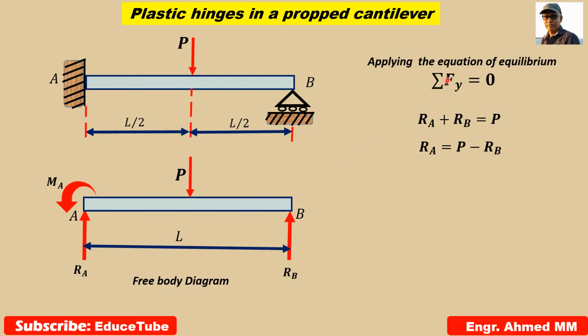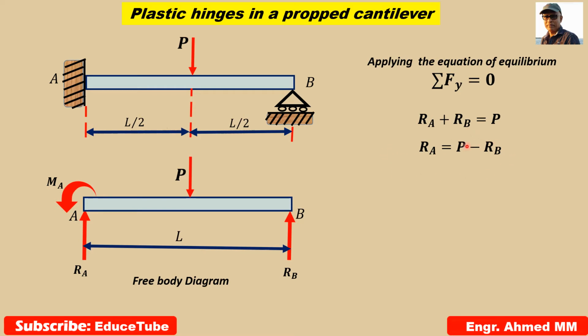Summation Fy equal to 0, I mean summation of vertical force is equal to 0, so we can easily write the vertical forces RA plus RB equal to P, and easily we can write RA equal to P minus RB. So this is one equation.